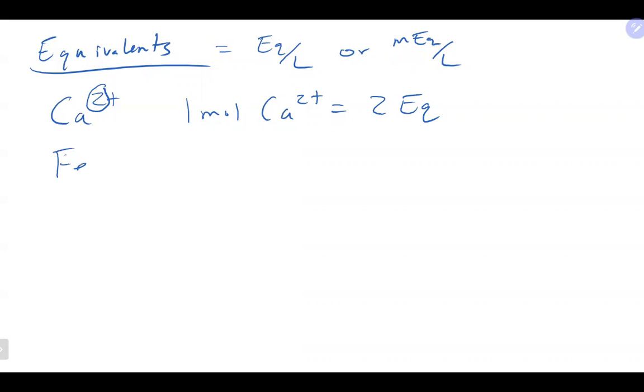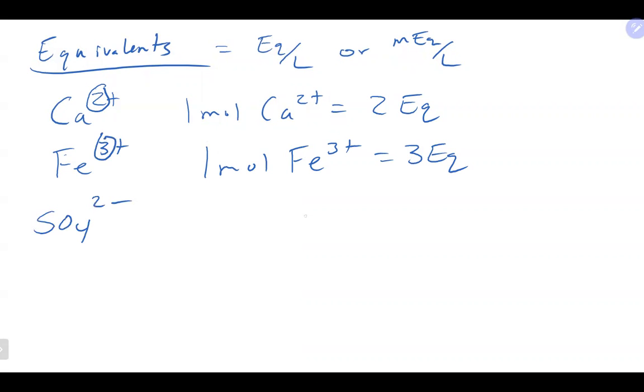If you had an iron with a +3 charge, 1 mole of iron 3 would have how many equivalents? 3 equivalents. Again, the actual charge. If you had sulfate, which is -2, 1 mole of sulfate would have how many equivalents? 2. And again, it doesn't matter if it's positive or negative, it's just the number. What we use these for is to convert concentration from, say, molarity to equivalence and things like that.